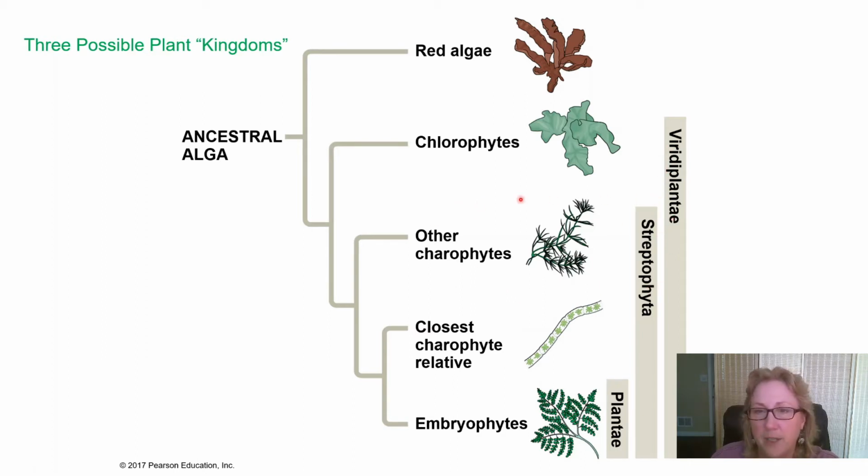Others have proposed that we include the charophytes along with the plants, because charophytes, again, share that molecule, sporopollenin, that helps resist desiccation. But that is not the case today. Most people agree today, most scientists who study this agree today, that we're going to draw the line at embryophytes.